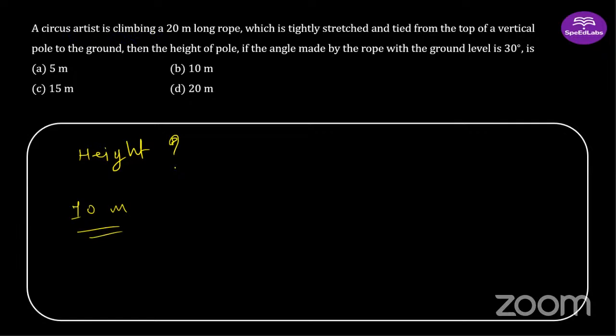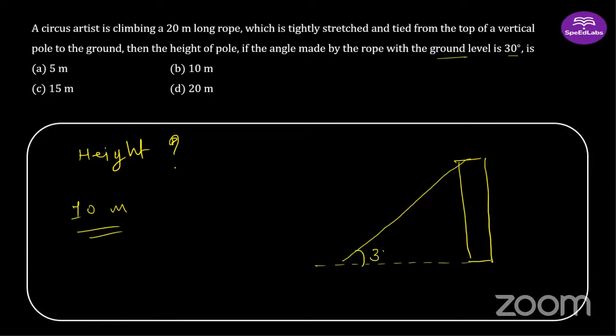So they are saying the circus artist is climbing a 20-meter long rope, which is tightly stretched from the top of a vertical pole. Let us take this as the vertical pole, and the long rope tied from it as the rope. This is our horizontal. The angle is 30 degree with the ground level, so this angle is 30 degree. The length is given as 20 meter, and we need the height.